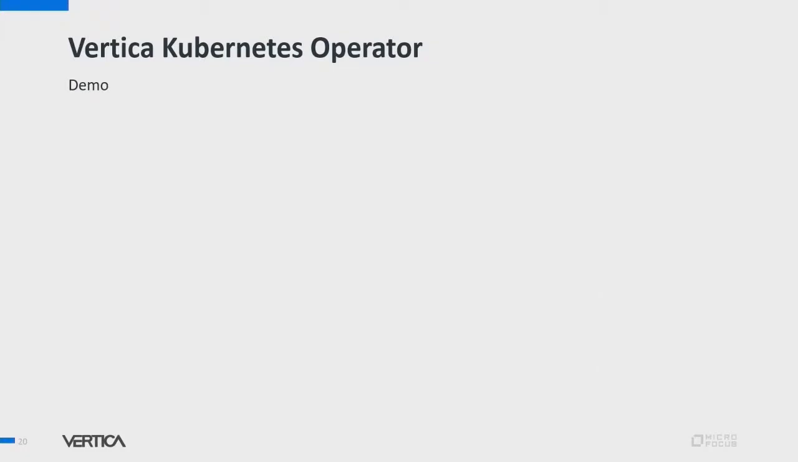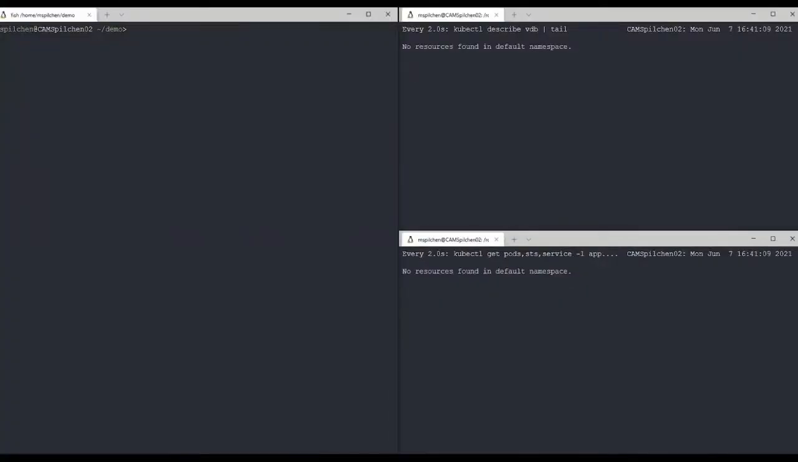So I'm going to demo the operator. I'm going to show how to deploy the cluster and be able to connect to it through vsql. You'll see me use k a lot in the commands that I enter. This is just an alias for the kubectl command.